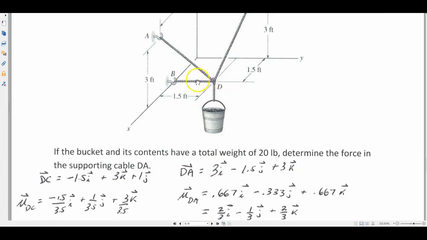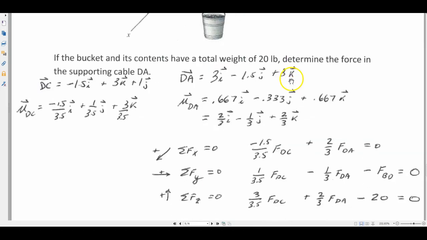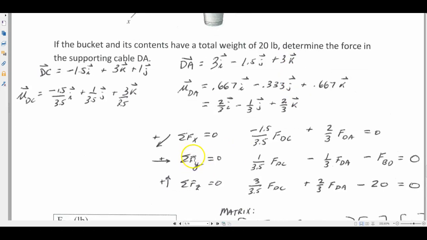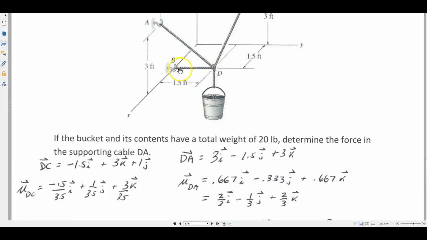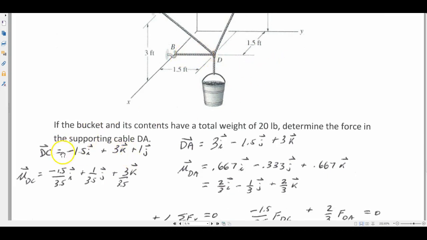Now, some people get confused about D to B. D to B is just purely in the y direction. So the force that's DB or BD, I don't care which way you do it, is just going to be negative y. That's why if you look at the sum of the forces in the y direction here, I just have minus FBD right there. You don't have to do that one. That one's really simple. It's just purely negative y. The other two, though, you have to write out.